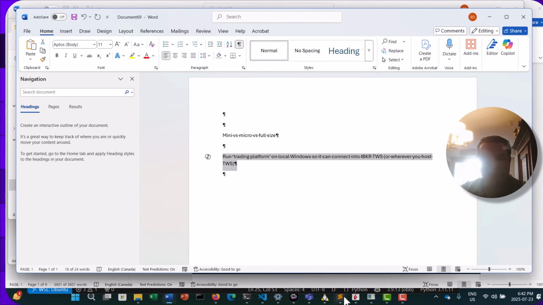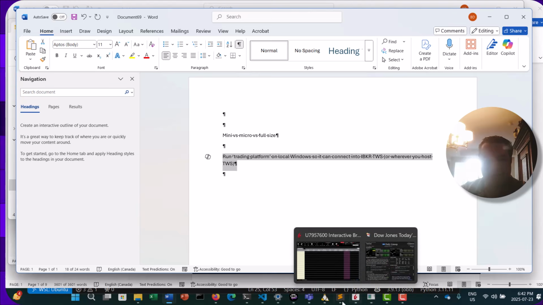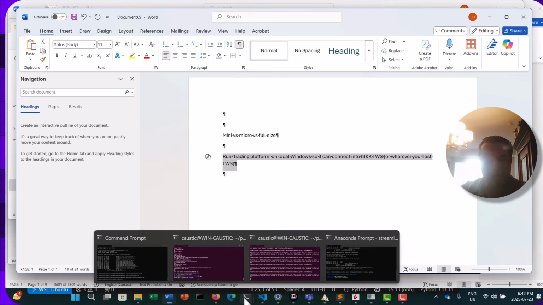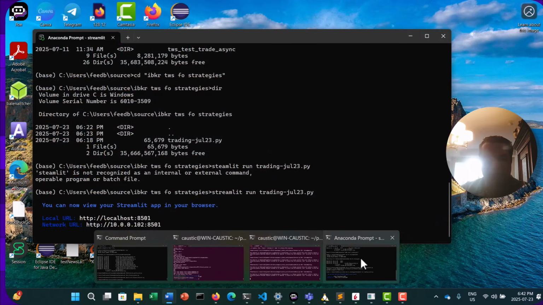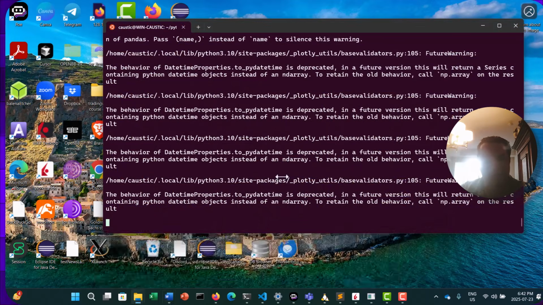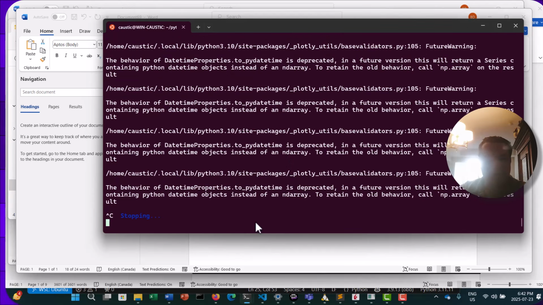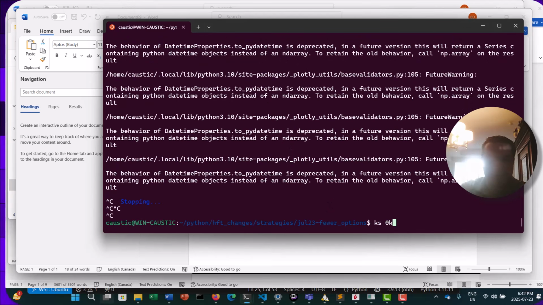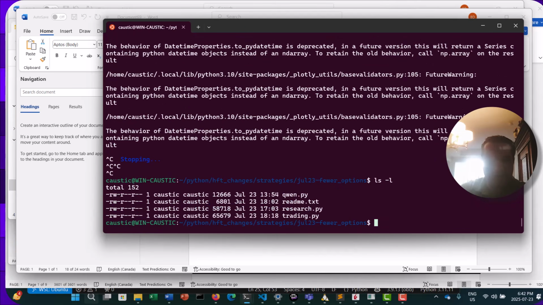So the first thing we need to look at is the new set of code here. And let me just tear this guy down. Okay, so I'll be uploading this to my QuantLeap members.